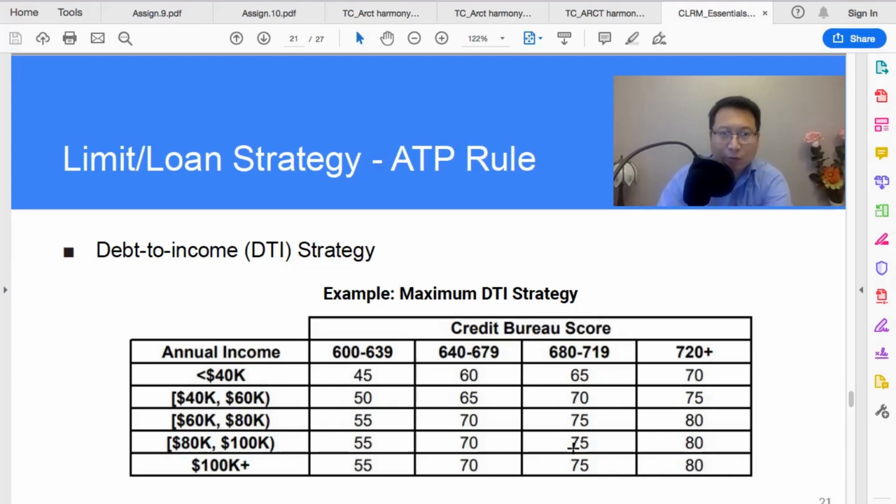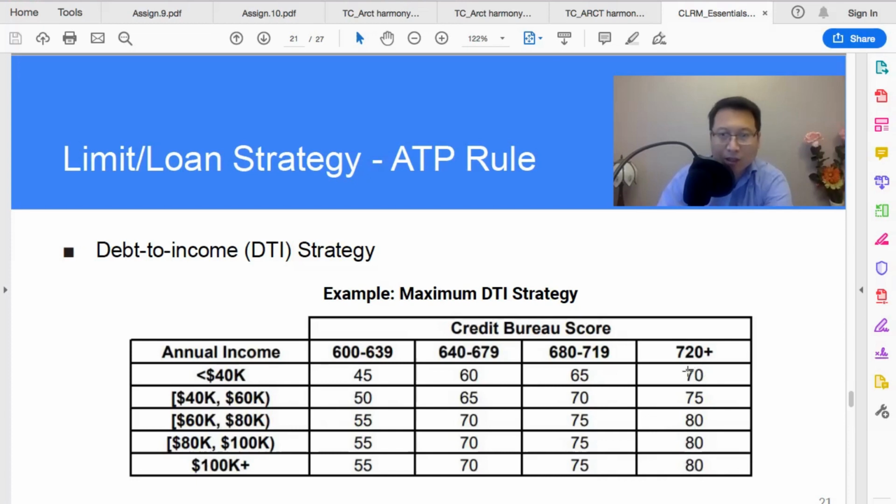If you only have $40,000, if we apply the same 80%, you only have 20% of your income left, which is only $8,000 a year. So right, that's not much. So that's the reason for lower income, you cannot apply the same DTI ratio. It has to be lower, right?